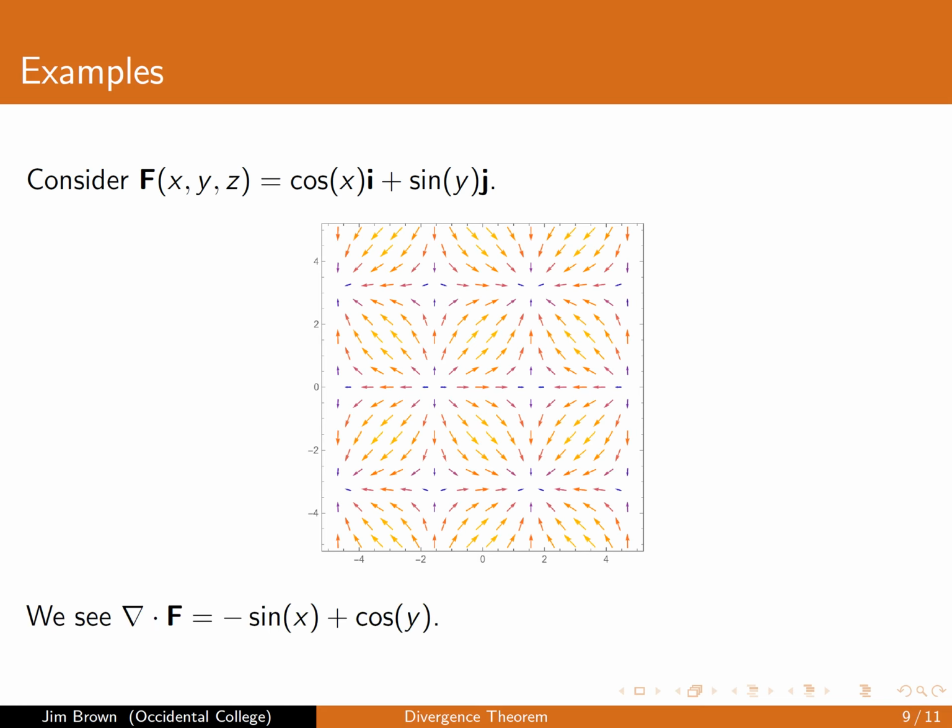So if we calculate the divergence of this, we get negative sine x plus cosine y. So this vector field is going to have differing divergences at different points x and y. That's perfectly fine for a vector field to have. If it's a complicated vector field, the divergence can be different everywhere.